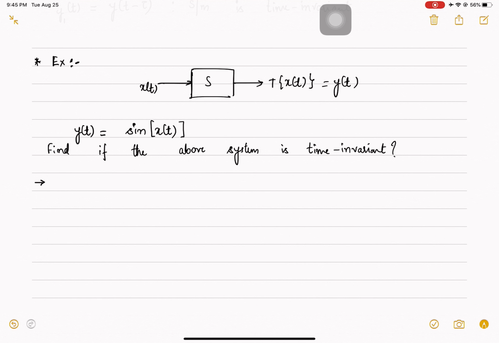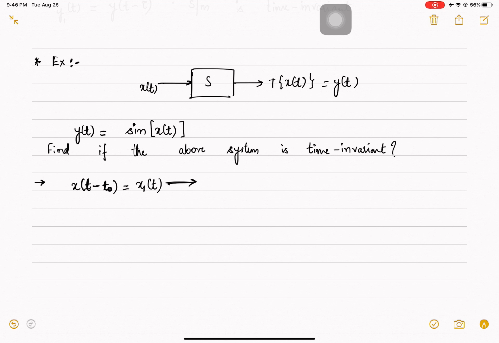To do that, I'll shift the input first and feed it to the system. I'll shift the input where t0 is some constant value. I can shift it by any amount, so I'll shift it by t0 units. Since t0 is a constant, this will be a function of time. I'll call it using some other variable, x1 of t, and I feed it to this system S.